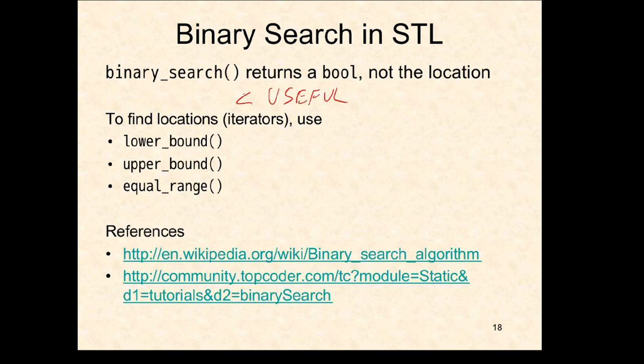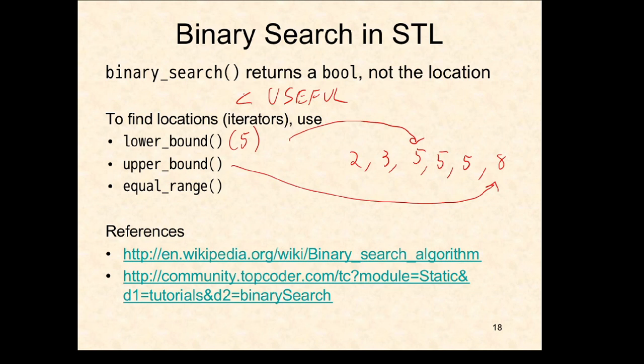So if we had duplicates, so if I had something like 2, 3, 5, 5, 5, and I asked what is the lower bound of 5, lower bound of 5 would say here. That's where 5 is or where it would be. It is the last possible place a 5 could be. And let's say there was an 8 over here. Well, then what would the upper bound of 5 be? The upper bound of 5 would be here. That's the last place 5 is or could possibly be.